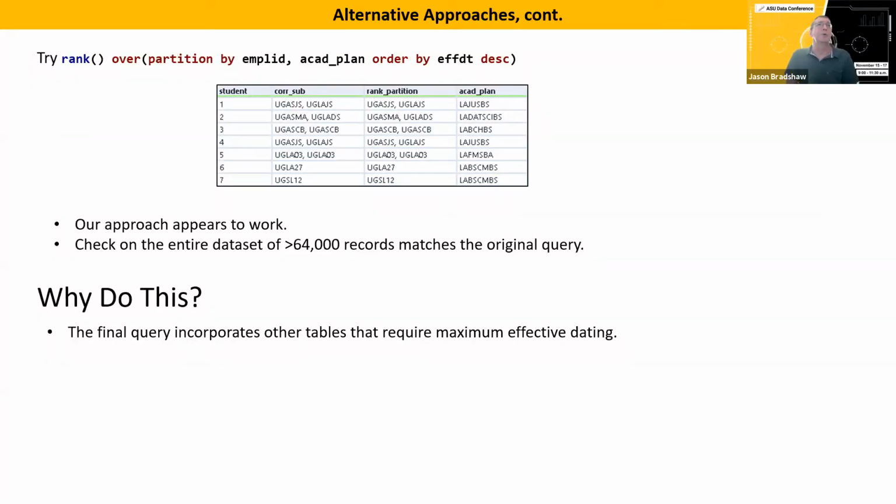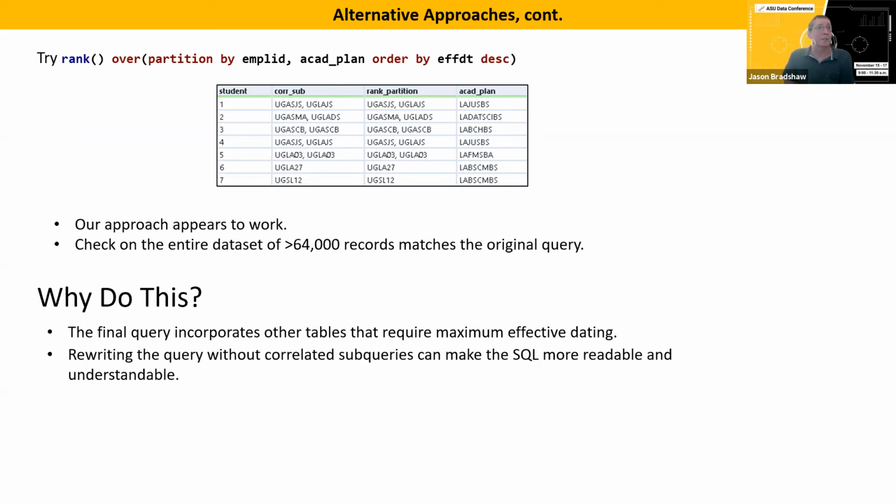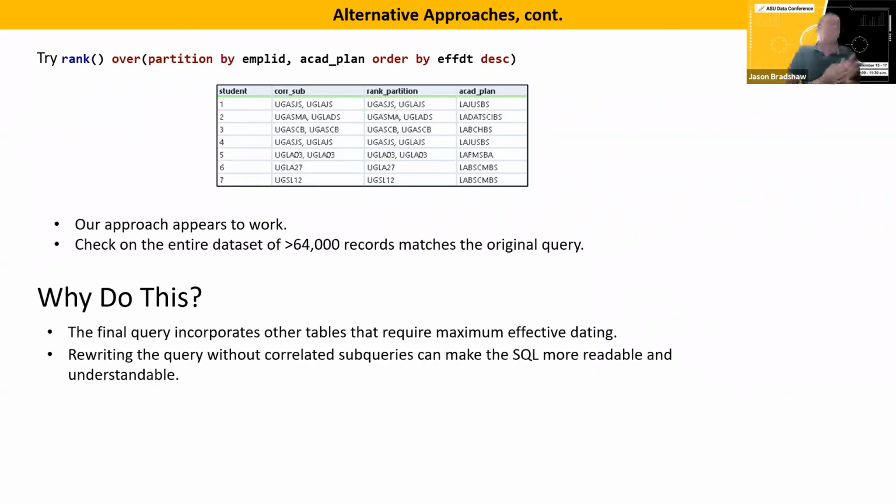So using these row number or rank functions can actually make it a little bit easier. Rewriting the query without correlated subqueries can make the SQL more readable and understandable, which is what I just stated. So part of incorporating the rank and row numbers, I'm going to switch gears a little bit. Sorry, there's a lot in here and it's very dense. So bear with me.